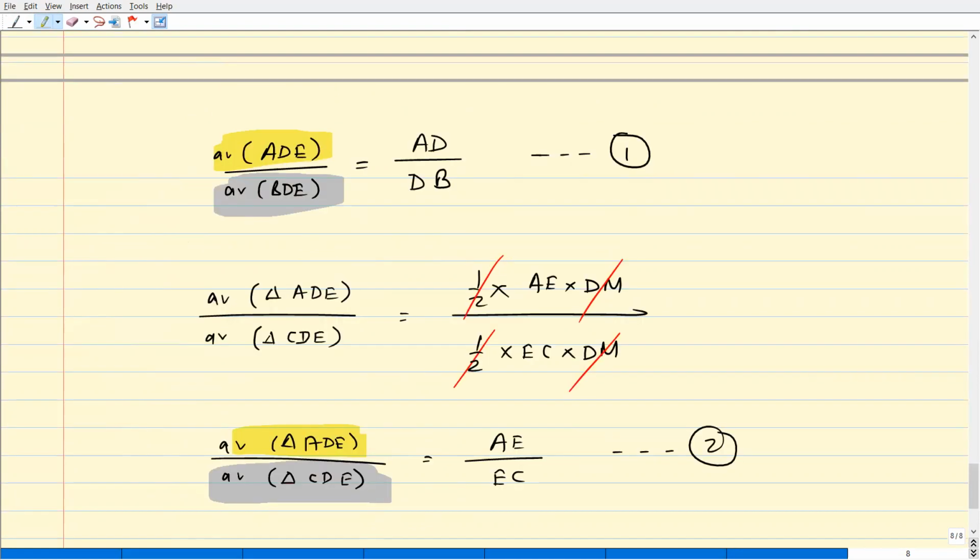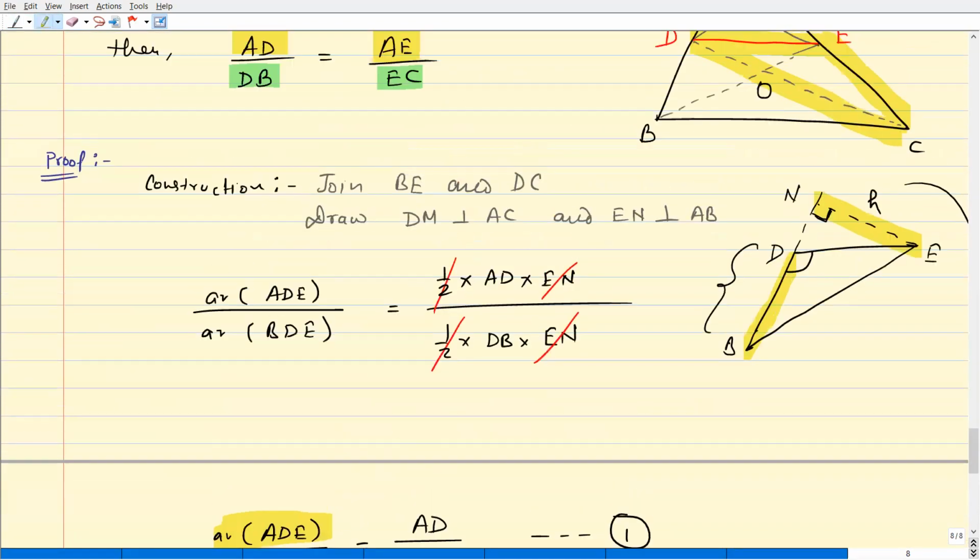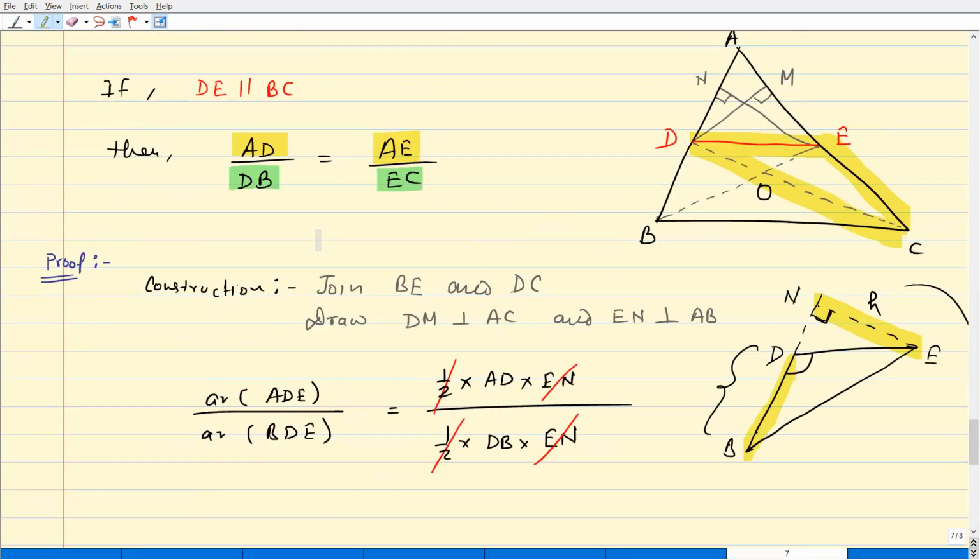Yes, sir. Okay, now look at these two triangles, area of triangle BDE and CDE. Do you have any reason to believe that these two will have equal areas? Have you learned any theorem, anything in your past which tells that the area of these two triangles will be same? Remember what we know. We know that DE is parallel to BC.